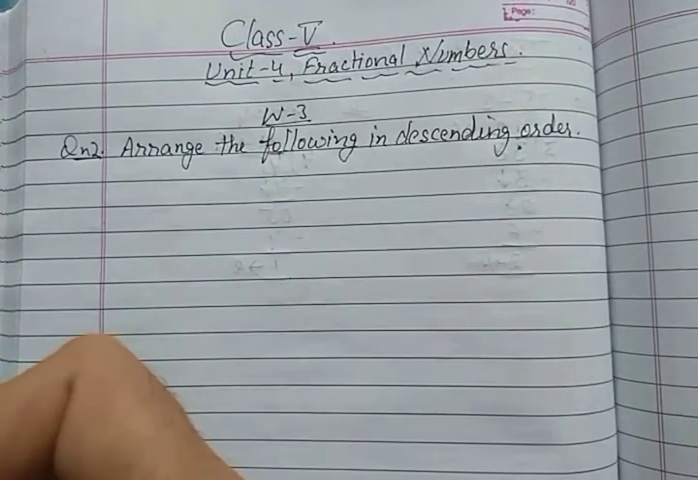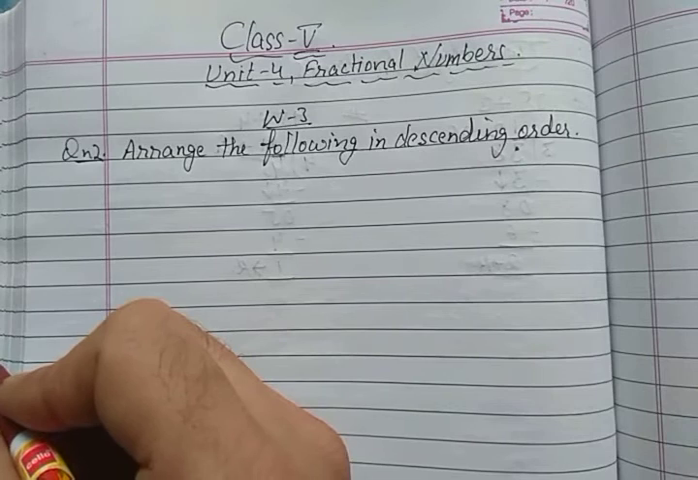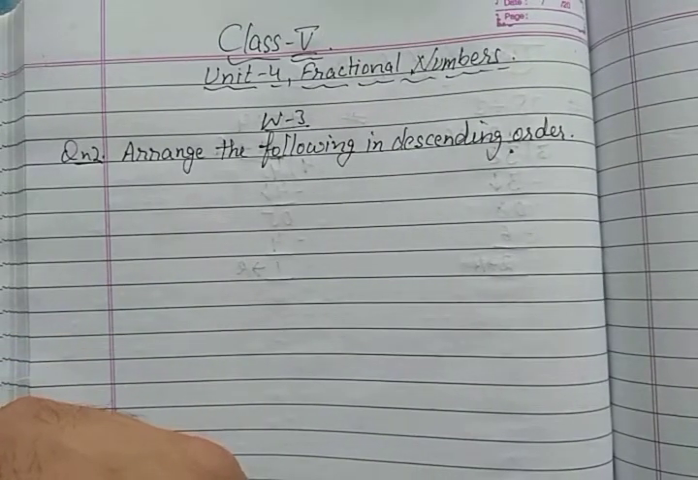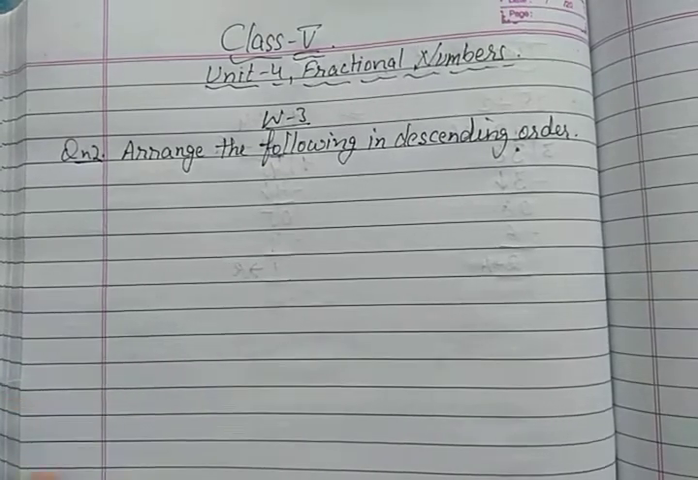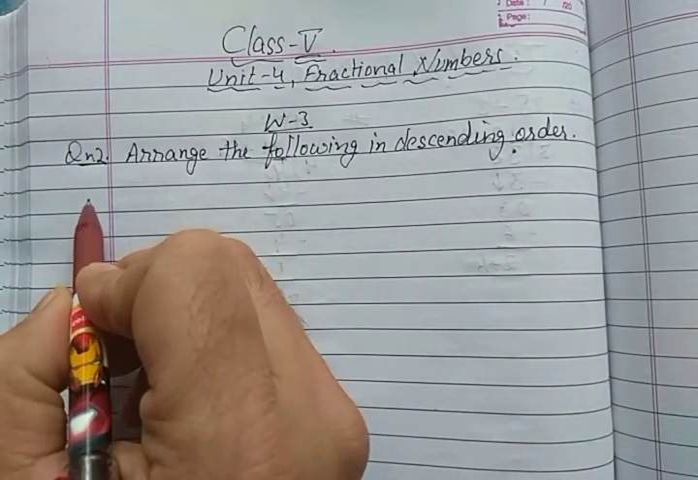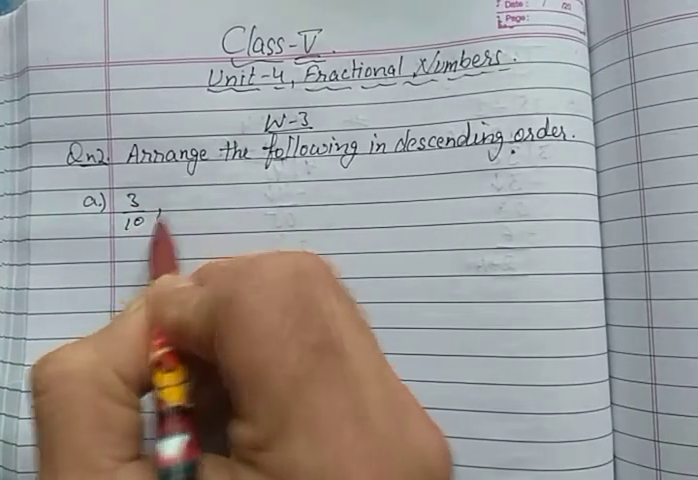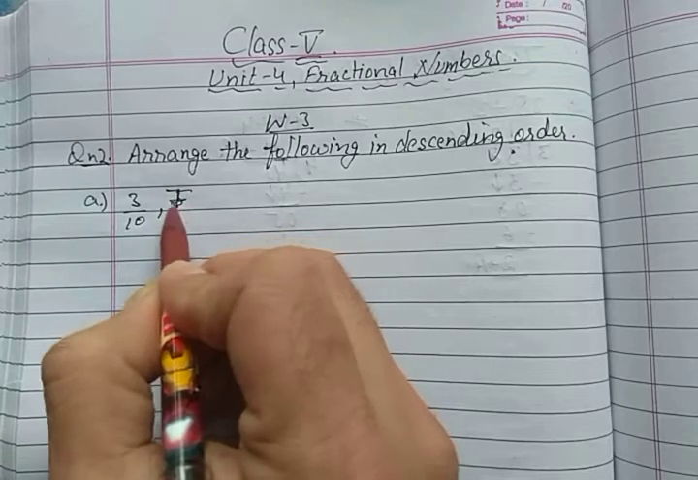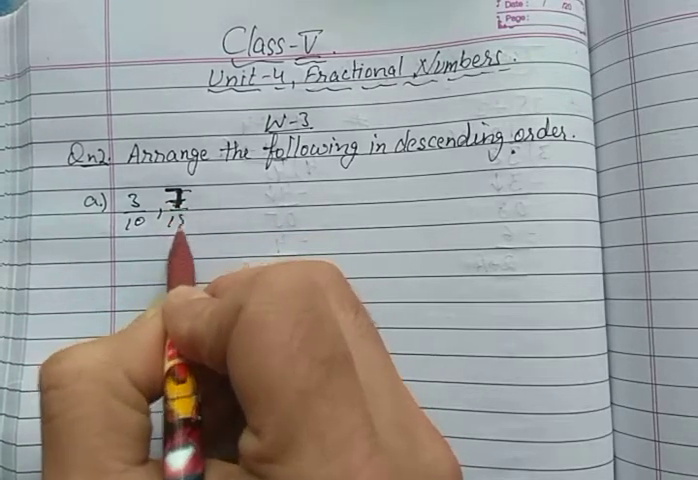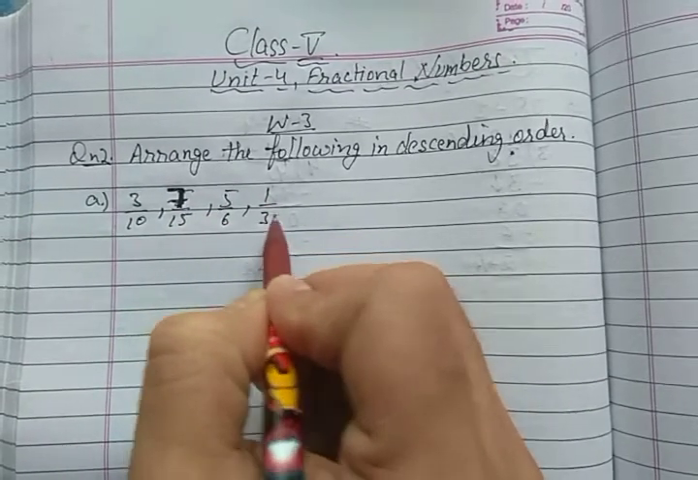It is the same as we have arranged the fractional numbers in ascending order. It is just the opposite of ascending, that is, descending order. Here we have to write from big to small. So let us take the first part, that is 3 upon 10, 7 upon 15, 5 upon 6, and 1 upon 30.